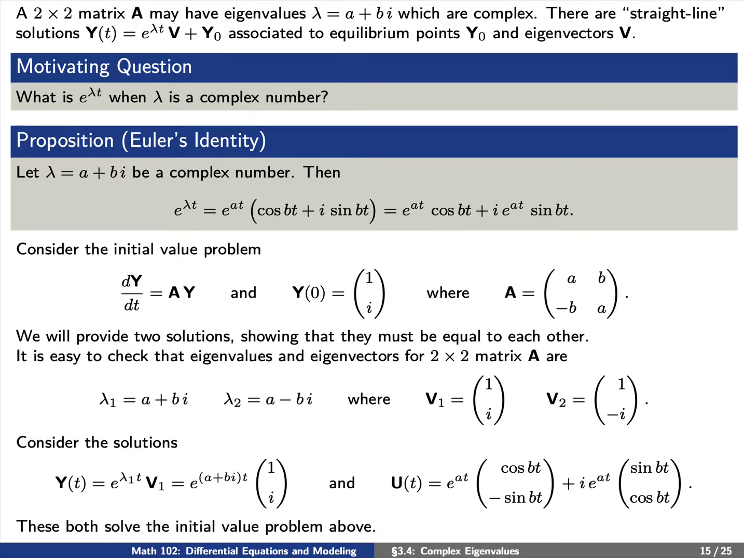It's easy to check that the eigenvalue and eigenvector for this 2 by 2 matrix are lambda 1 equal a plus bi and v sub 1 being (1, i). This then yields our two solutions. First, from the straight line, capital Y of t is e to the lambda t times v sub 1, or we can write down a completely different solution, u of t, in terms of e to the at and cosine bt. All one has to do now is just check that both of these vector valued functions satisfy the initial value problem above. Therefore, y of t equals u of t, and we can use this to now deduce Euler's identity.